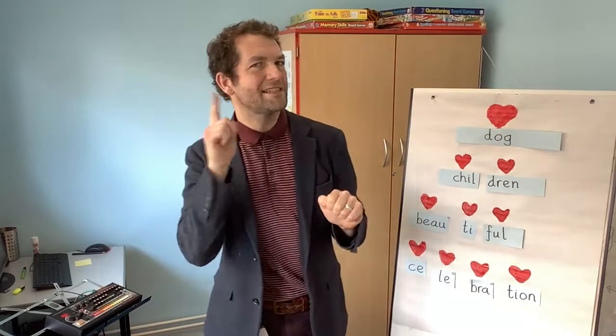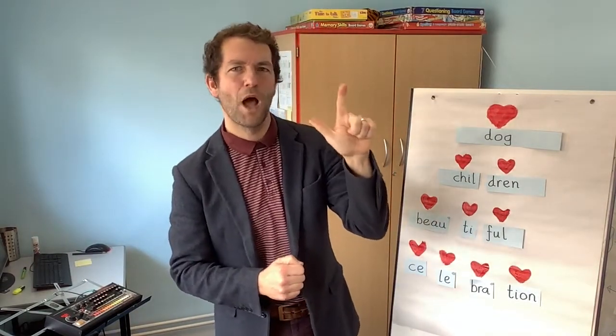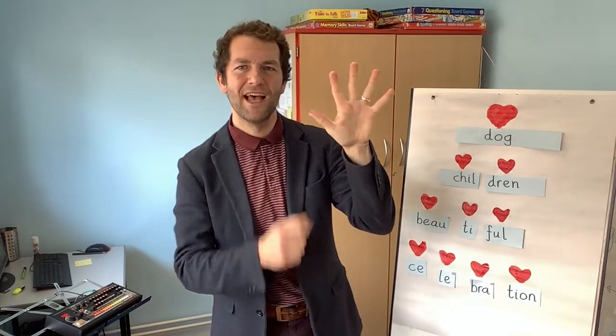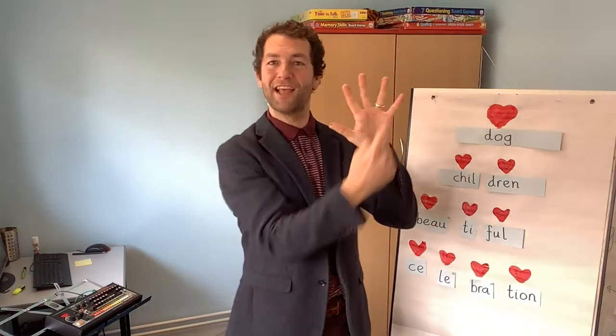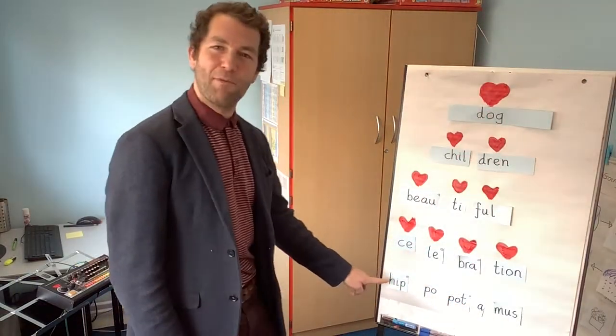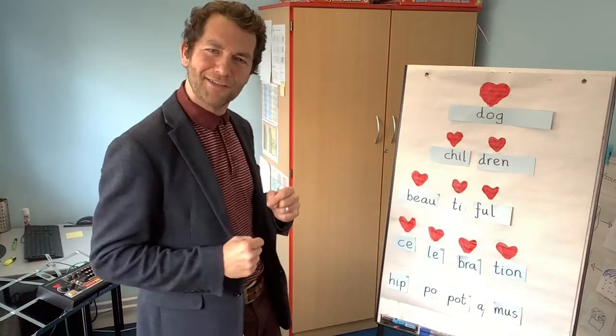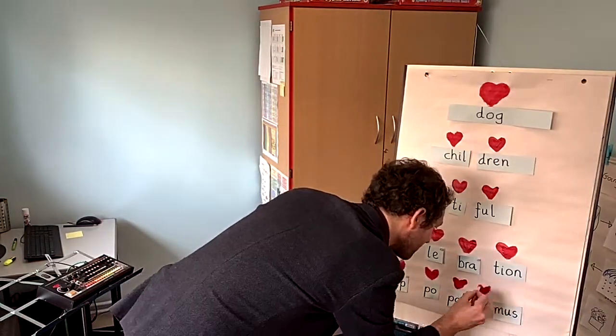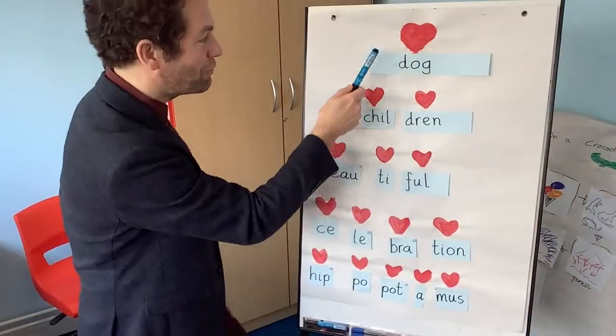Let's have a listen to hippopotamus. A tricky one, this. How many? Hippopotamus. How many is that? That's five syllables. The hippopotamus eats grass. Hippopotamus has five heartbeats.